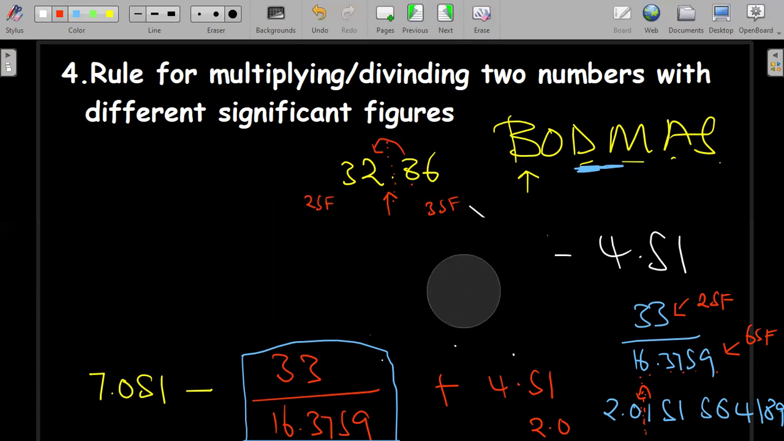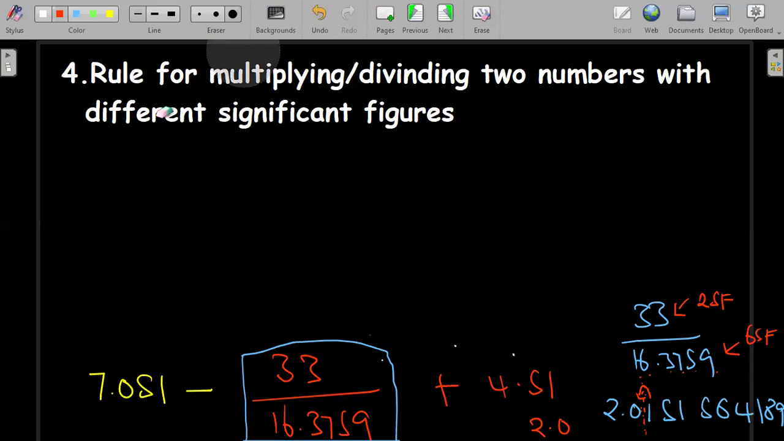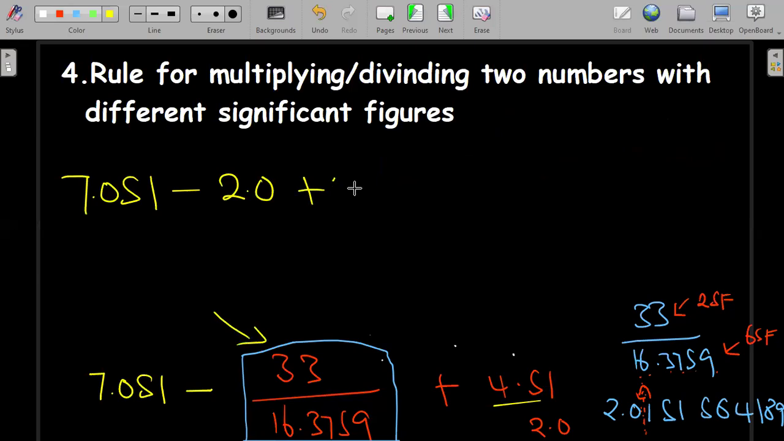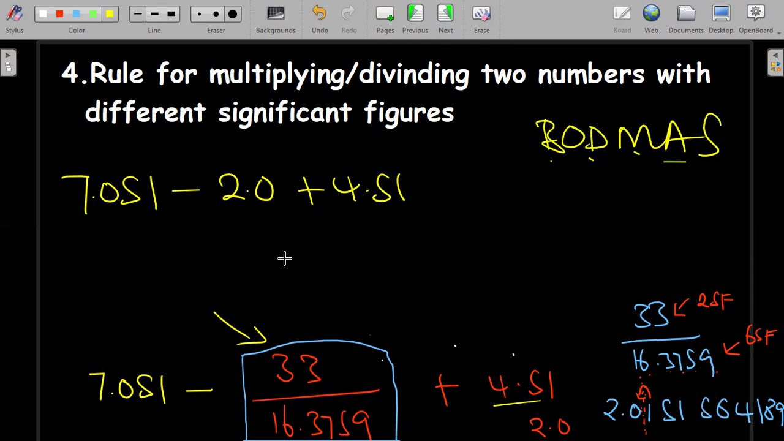So let's erase what we have on top here. We are going to have 7.051 and then minus it. This whole part where we were dividing has become 2.0, and then I still have plus 4.51. So this is what we have. And remember, we're still following BODMAS. We've done the brackets, division, multiplication. We're now on addition, so we're just going to add these two. And then we subtract finally.